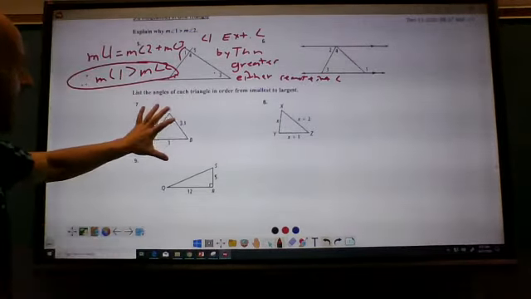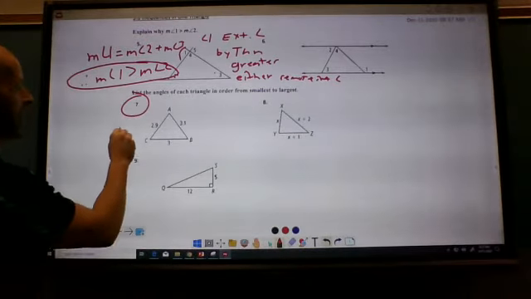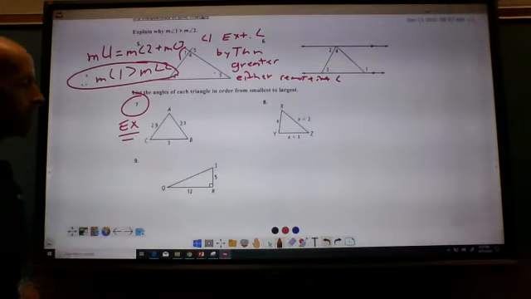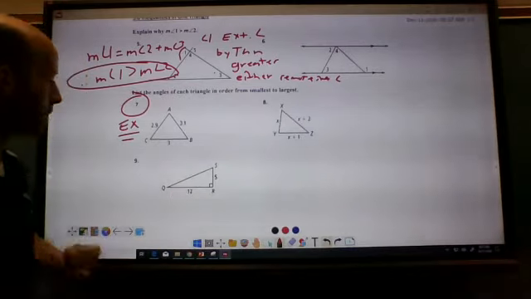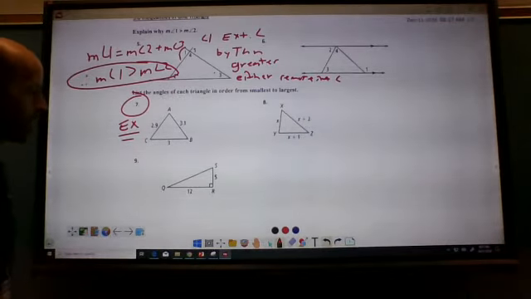But now I want to get down. I actually did this example in class the other day. So let's look at this problem. Actually, let's do 9 here real quick.